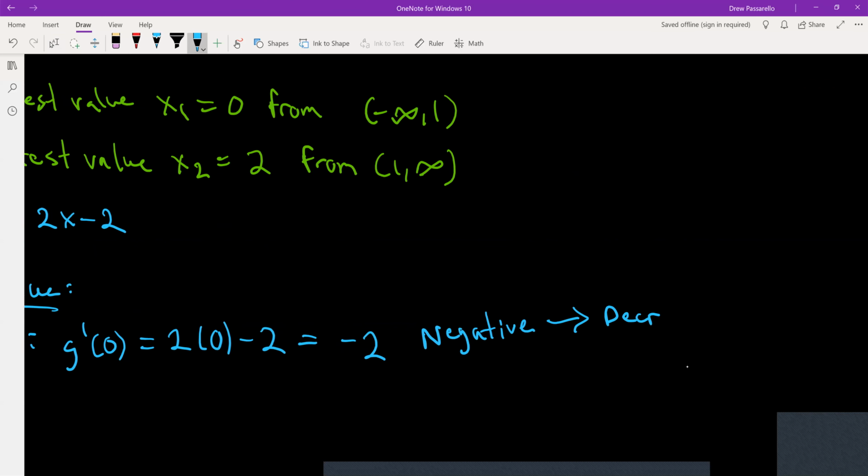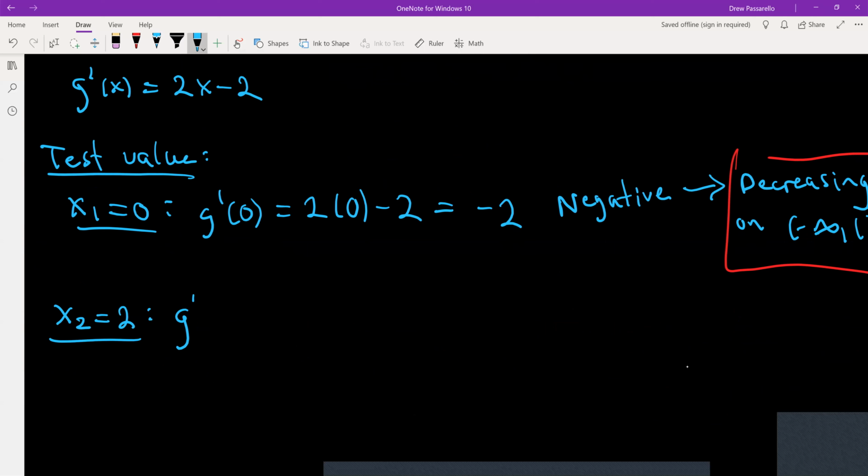So then the other test value is 2. Plugging in 2, that's going to be 2 times 2 minus 2. So that's 4 minus 2, which is 2. And again, we don't care what the actual value is, just the sign, and it's positive.